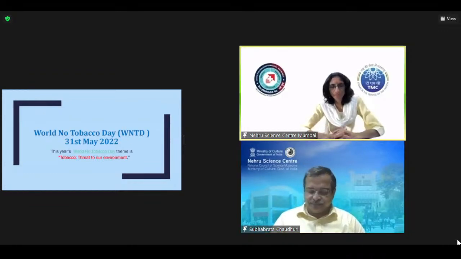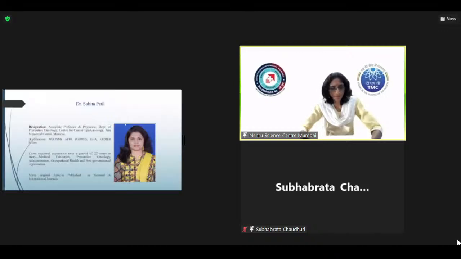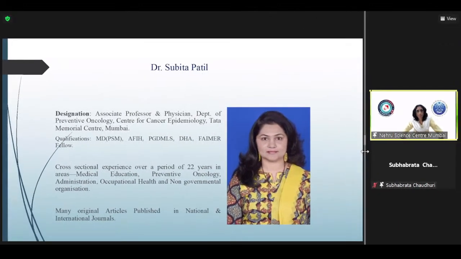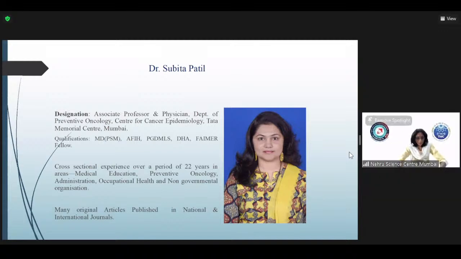Thank you so much, sir, for your kind, encouraging words. Now today we have four esteemed speakers who will be speaking on various aspects related to tobacco control. Our first speaker is Dr. Subhita Patil. She is Associate Professor and Physician in the Department of Preventive Oncology, Tata Memorial Center. It is also part of the Center for Cancer Epidemiology, Tata Memorial Center, Mumbai. Madam will be speaking on tobacco use and its threat to life. Over to you, Madam.